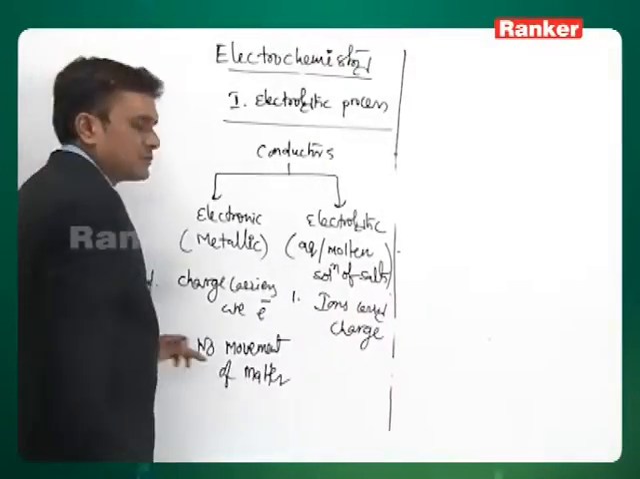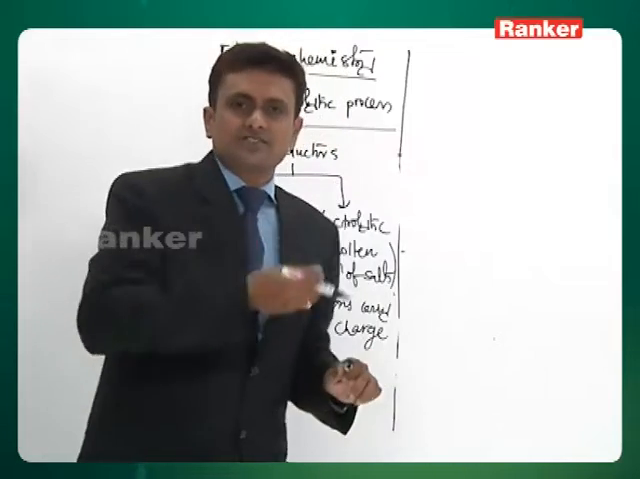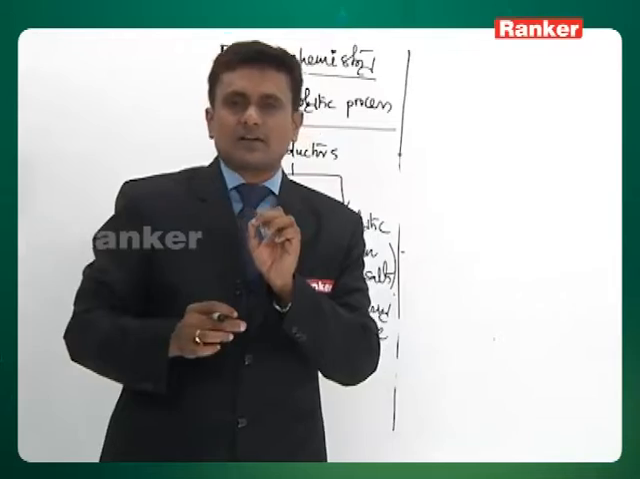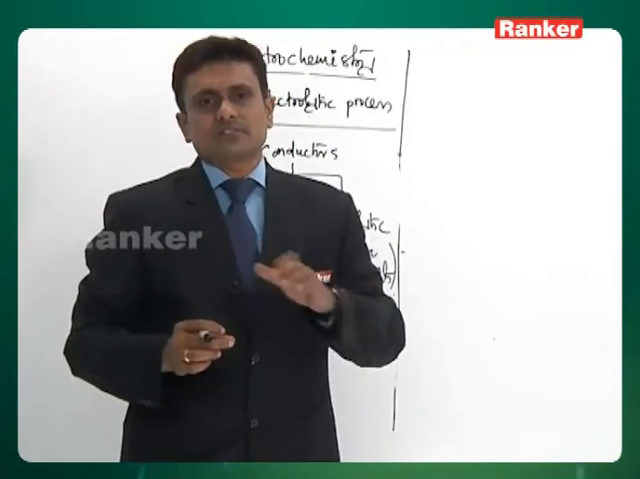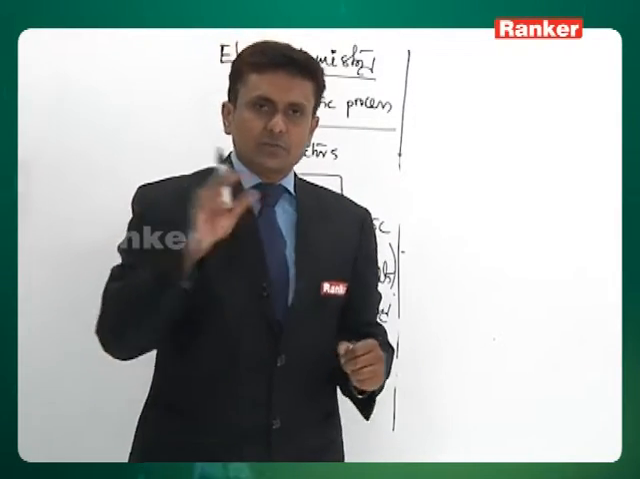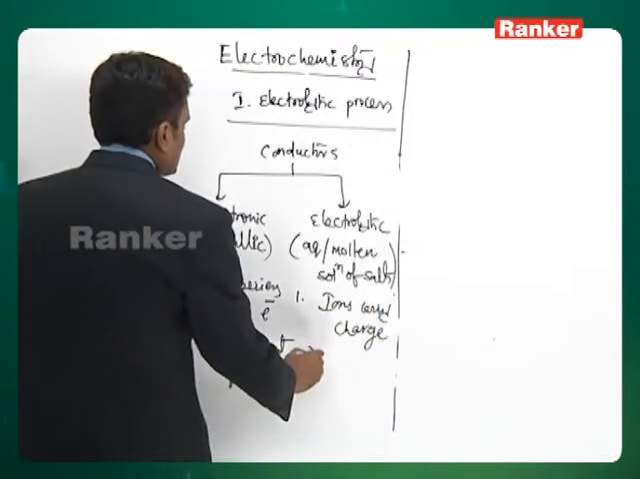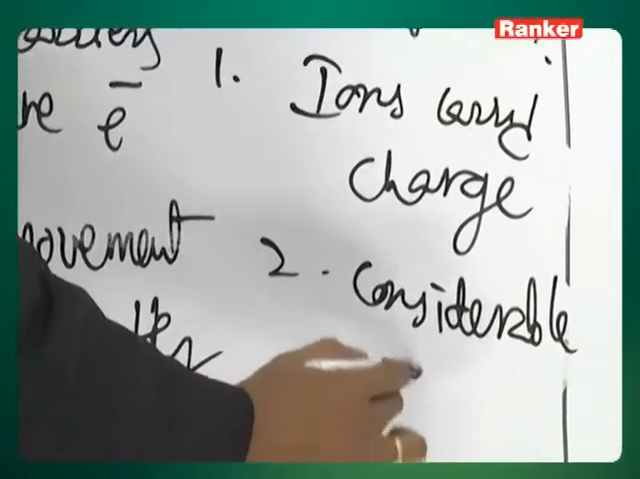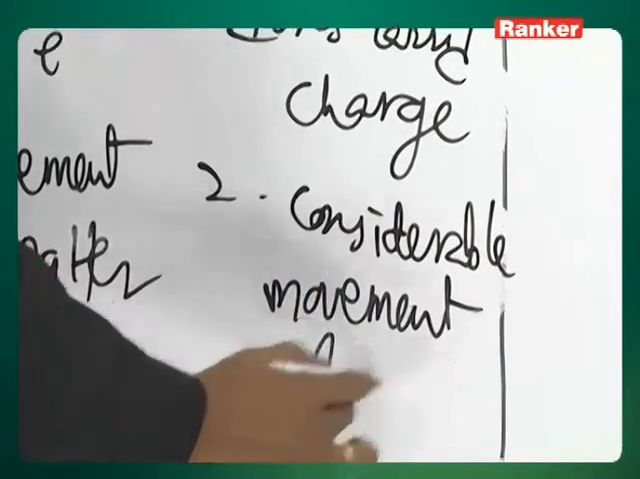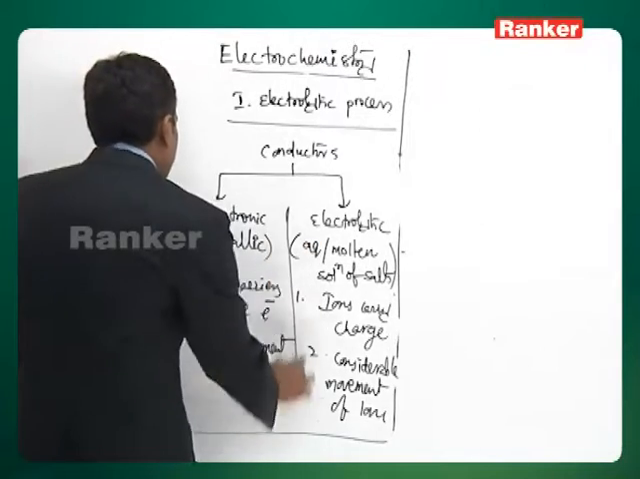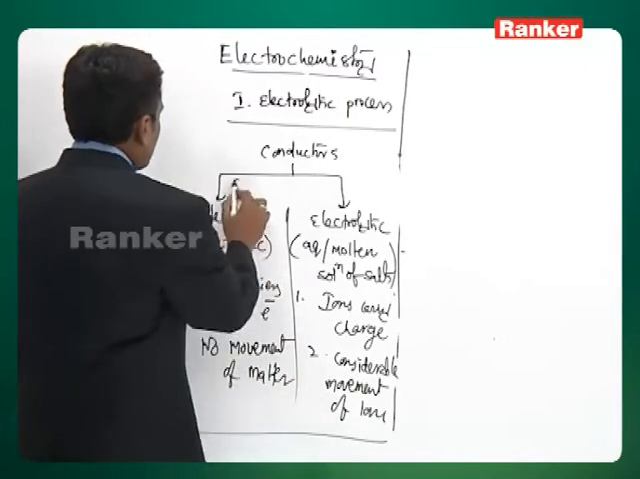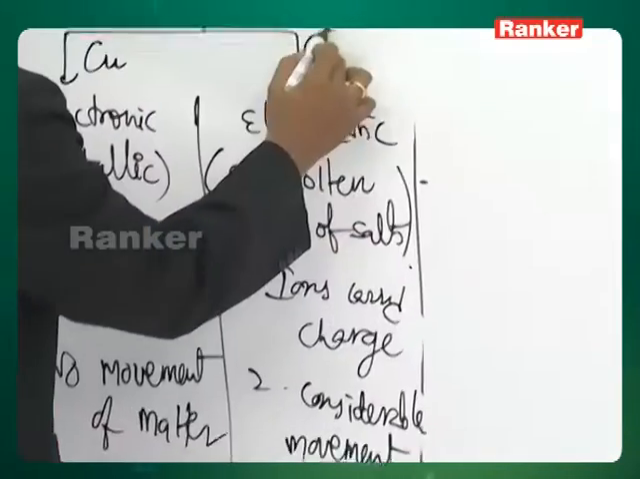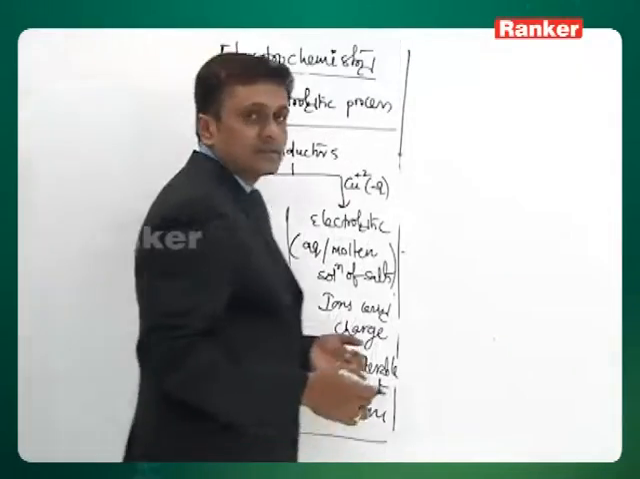That means when you take a copper wire through which the charge is passing, you are not expecting the copper wire to move. Rather, only the electrons are subjected to the change of potential, for which electrons are moving here and there. So there is no movement of the matter at all, whereas here there is considerable movement of the matter, that is the ions. This basic difference we should understand between these two. If I take a copper rod, I call it the metallic conductor. If I take the aqueous solution of the copper ions, I call it the electrolytic conductor.